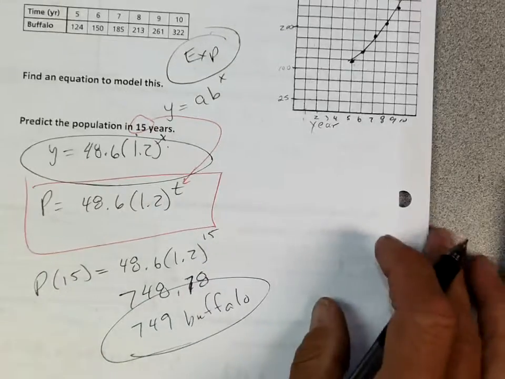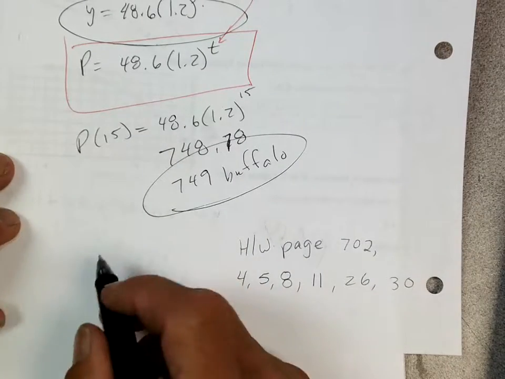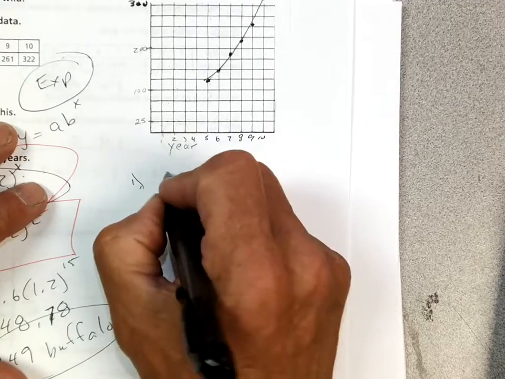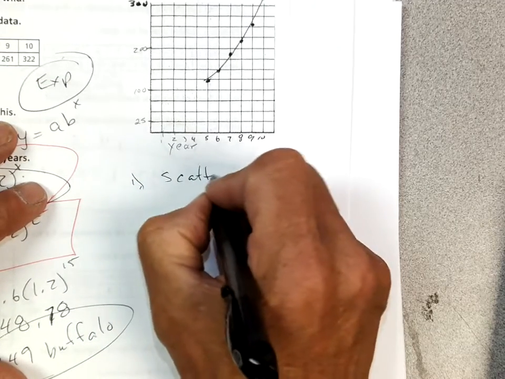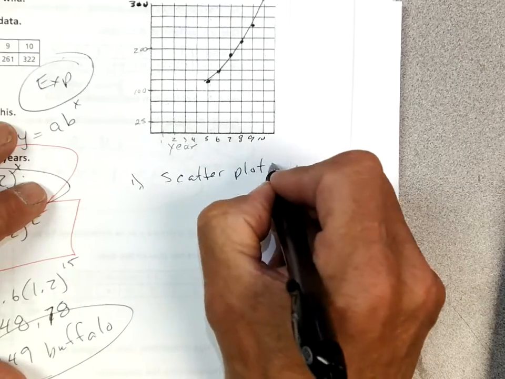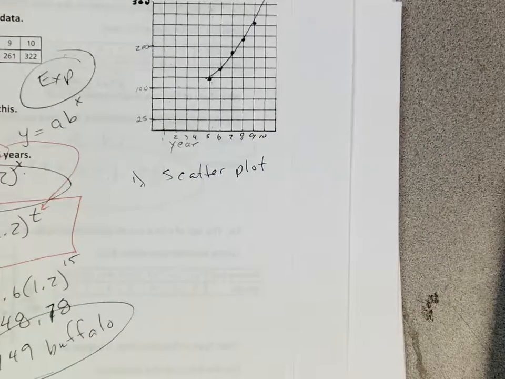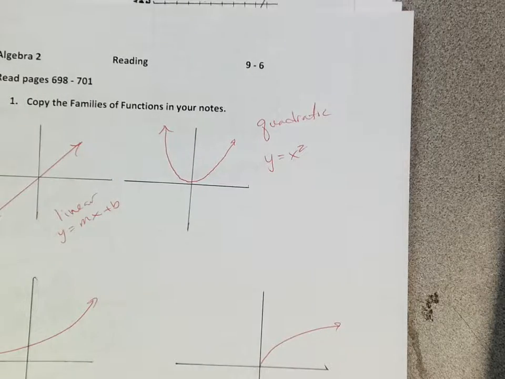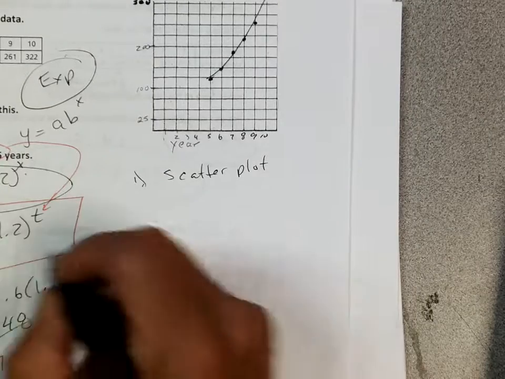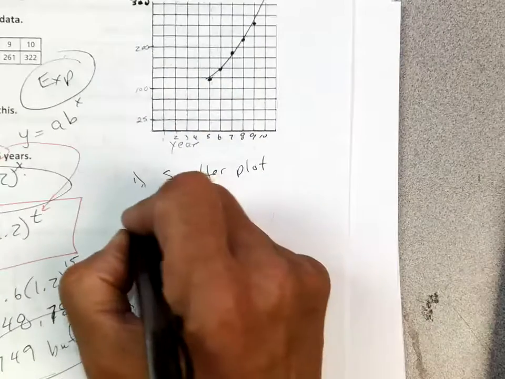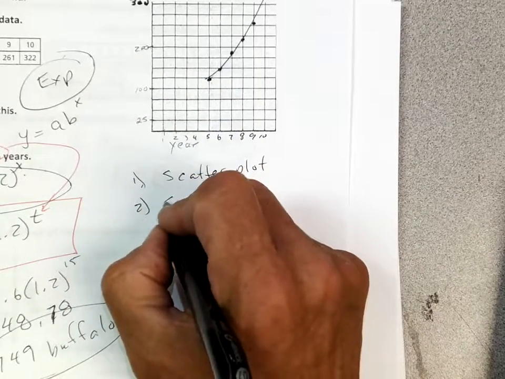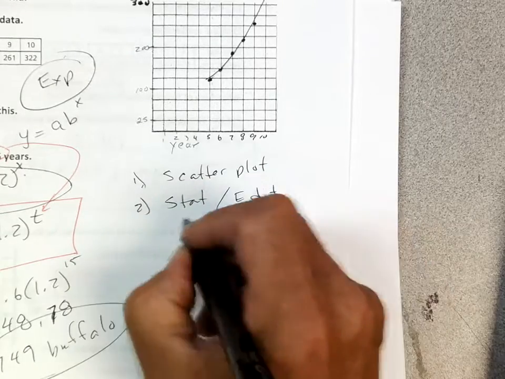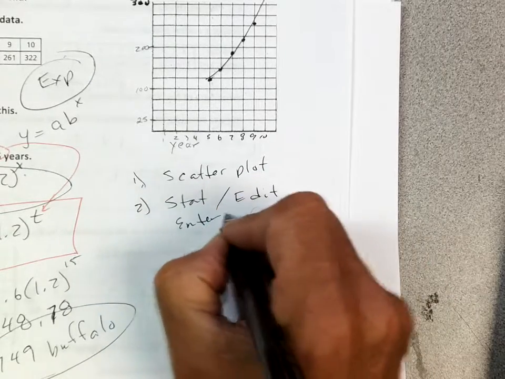Okay, so real quick recap. What are we doing? One, we're doing a scatter plot. The reason we want to do a scatter plot is we're wondering, what shape is it? So we do a scatter plot to get an idea of which one we're going to do. After we get the general shape, we're going to enter the data. So we go to Stat, go to Edit, and enter the data.